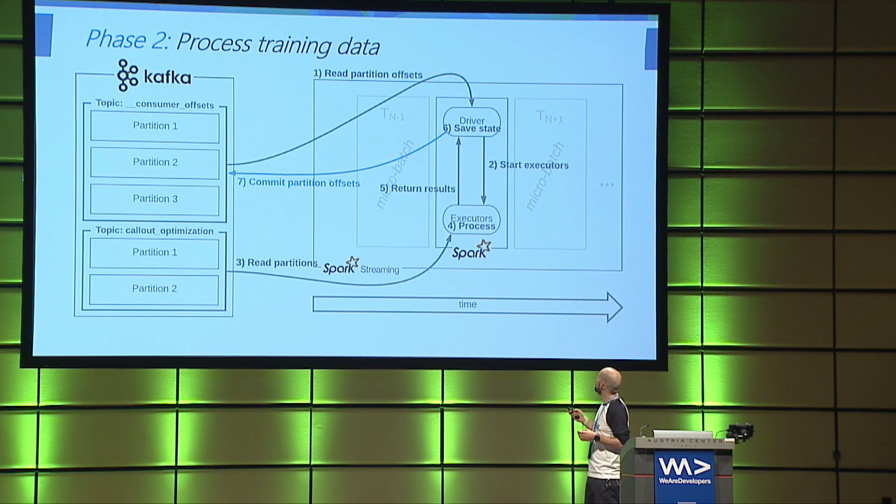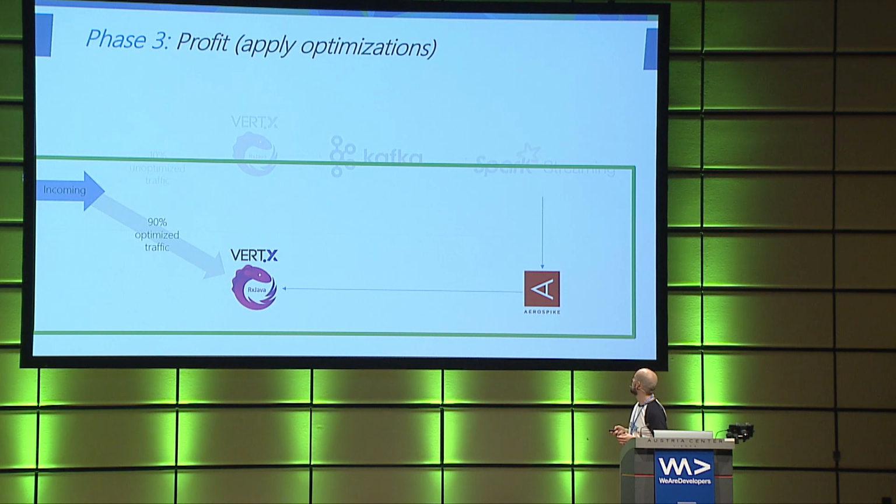OK, so we have saved this state somewhere now, and let's have a look where we save it. So in our case, we're in this phase 3 now. We want to profit now from this data that we saved and from these optimizations. And in our case, we saved this data in Aerospike. Do you guys know Aerospike?